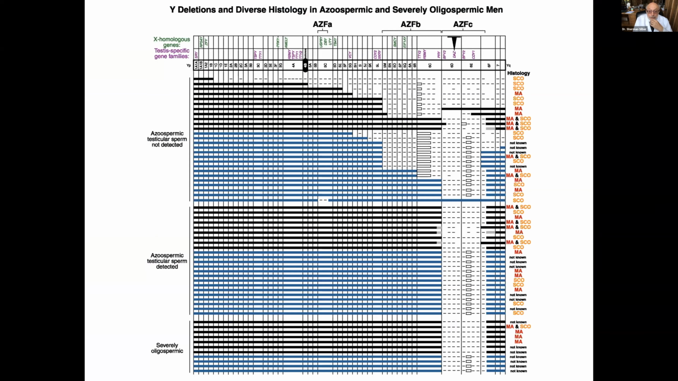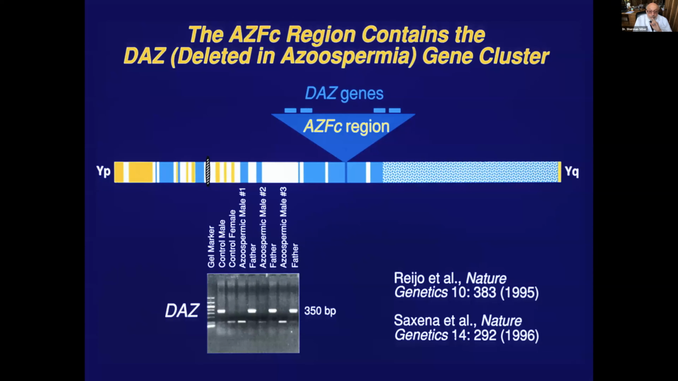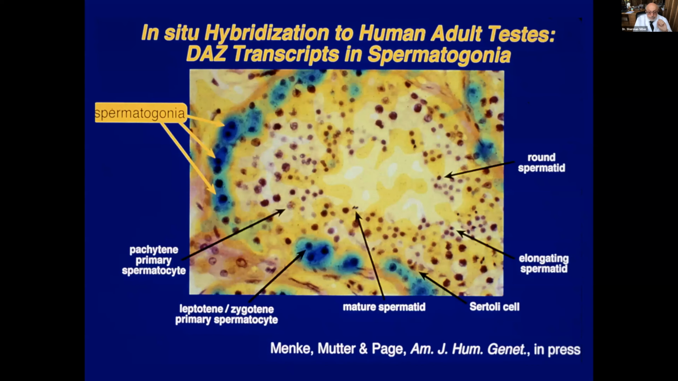And when we looked at it in more detail with AZFA, AZFB, and AZFC regions, still not enough detail, we were able to find that the common deletion was in this AZFC region, which resulted in a combination of maturation arrest and Sertoli cell only. There were often some sperm located. And when we did more detailed studies, what we found was that if you had an AZFC deletion, there were almost always some sperm, either in the ejaculate with an extremely low count, or in the testes if you did a difficult microsurgical TESE procedure.